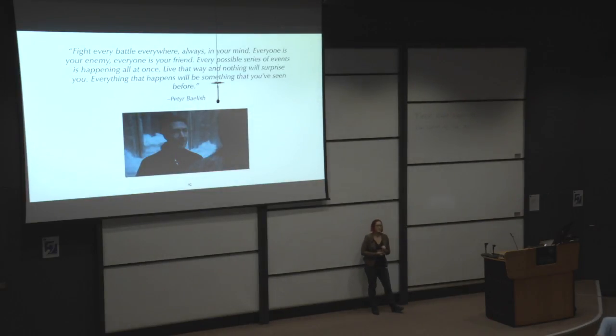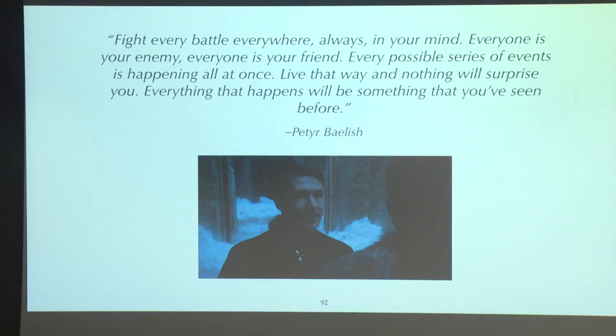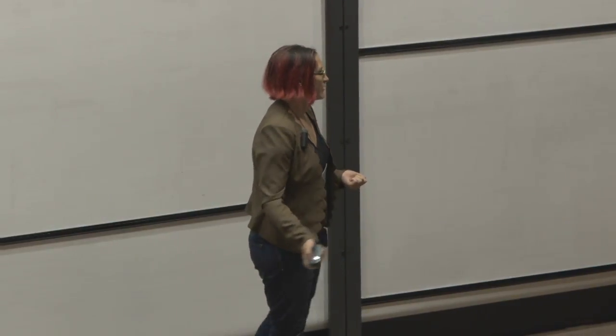So if that was a little bit too abstract for you, you can think of it in terms of a particular Game of Thrones villain-type character, and that what we're doing is simulating Littlefinger's style of thought, right? Fight every battle everywhere, always in your mind. Everyone is your enemy, everyone is your friend. Every possible series of events is happening all at once. Live that way and nothing will surprise you. Everything that happens will be something you've seen before. So I apologize for any AI supervillains that emerge as the result of this work.